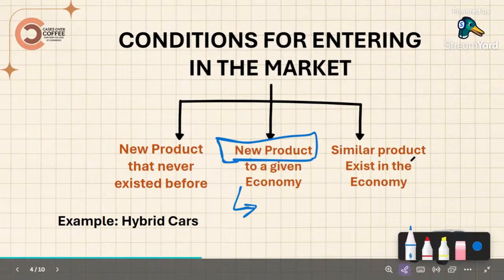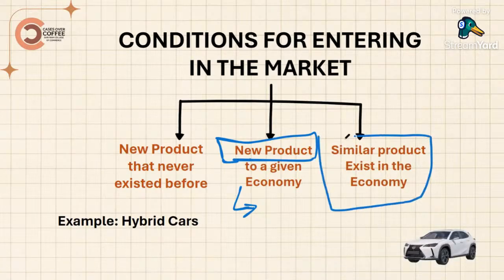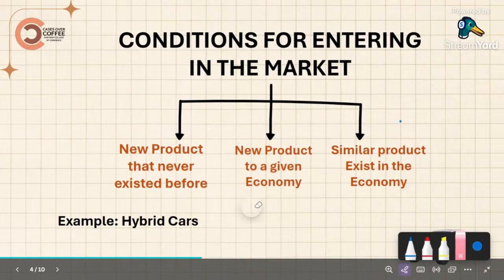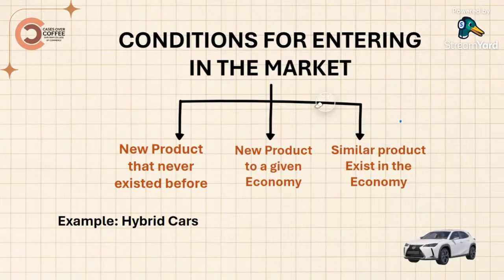Then there is the case where a similar product already exists in the economy. In this case, we can think of multiple examples, like in the case of FMCG brands, there are a lot of companies, for example banana chip companies. We have Haldiram and multiple companies, and there is a new brand which comes up. So there is a similar product which exists in the economy, and there is a new player which wants to enter into this market. So these are three different cases, the three different types of entering into a market.